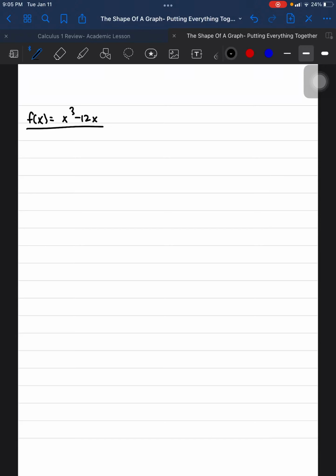So in this video, we're going to be continuing on with the topic of the shape of a graph, but we're going to be putting everything together. We're going to be using the first derivative test and the second derivative test to actually graph this function right here, x cubed minus 12x.